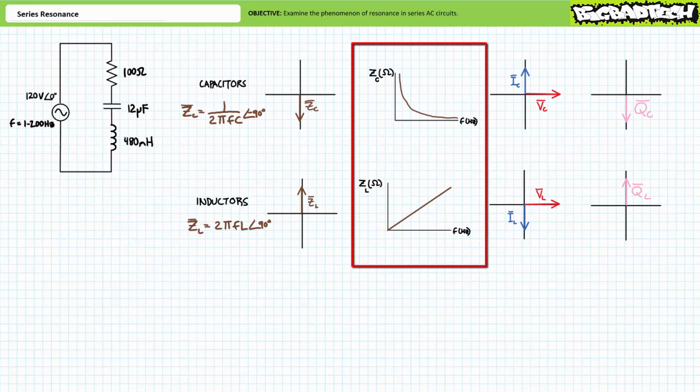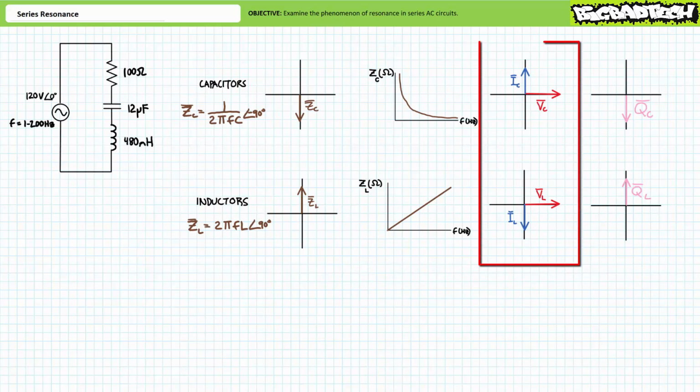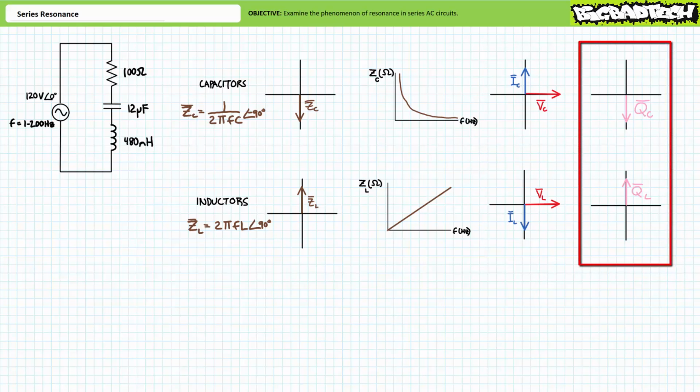At low frequencies, capacitors present high impedances, and at high frequencies, capacitors present low impedances. Conversely, at low frequencies, inductors present low impedances, and at high frequencies, inductors present high impedances. Current through a capacitor leads voltage across it by 90 degrees, whereas current through an inductor lags the voltage across it by 90 degrees.